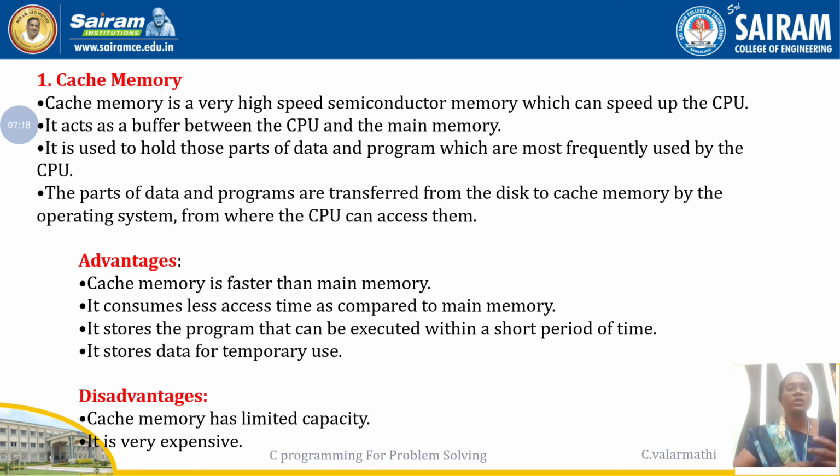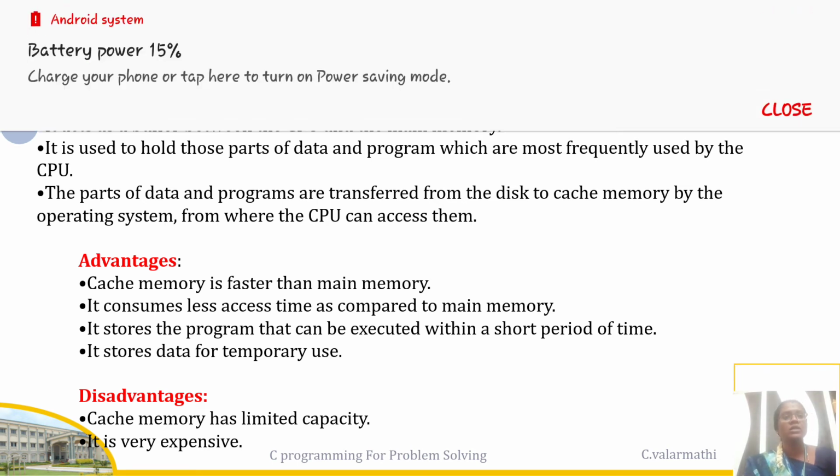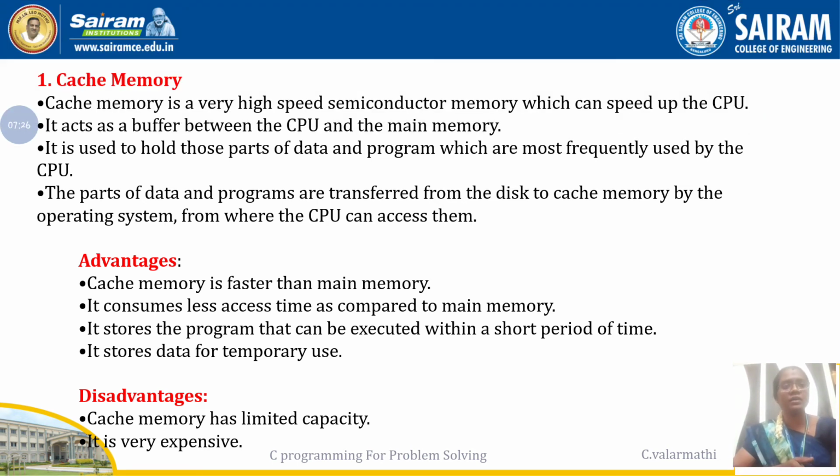And then what is the disadvantage? It has a limited capacity, because we are using it only for buffer purposes. So it doesn't have more capacity, and a larger amount of storage cannot be utilized. We cannot avail this opportunity. And then it is very expensive. So this cache memory is also very expensive, right?